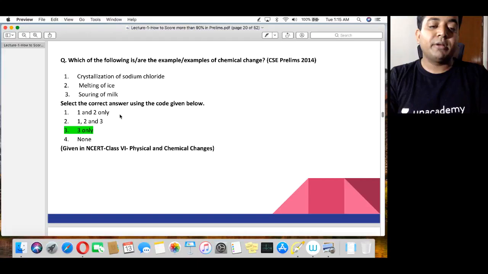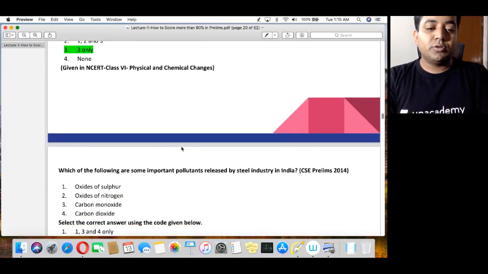Souring of milk is a chemical change, because this is given in NCERT class 6 on physical and chemical changes, and I will be covering such questions. So let us move forward.